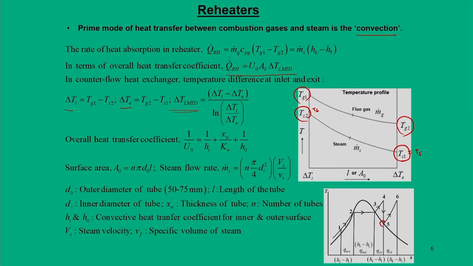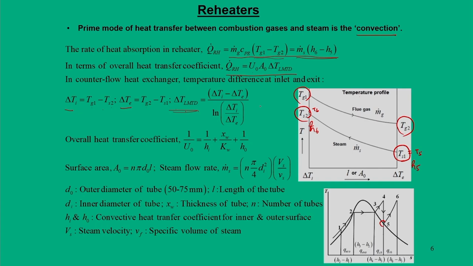But this heat comes through convection. So, you can make a heat balance equation: the heat rejected by the flue gas is getting added to the steam. For T5 the corresponding enthalpy is H5, and for T6 the corresponding enthalpy is H6. Thereby we can find the heat transfer into the steam, and the heat that goes out from the flue gas, which is m dot g, because this is a gas phase. So it is m dot g Cpg into Tg1 minus Tg2.